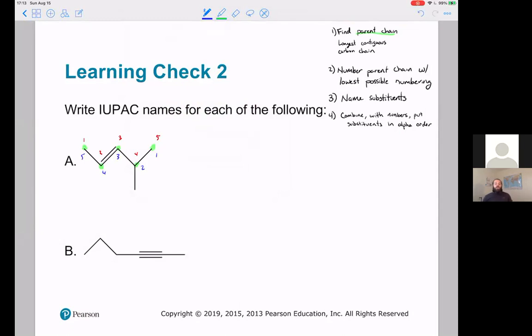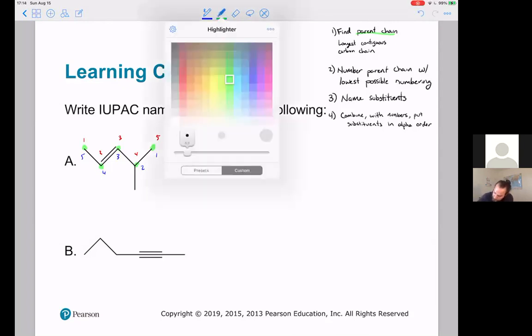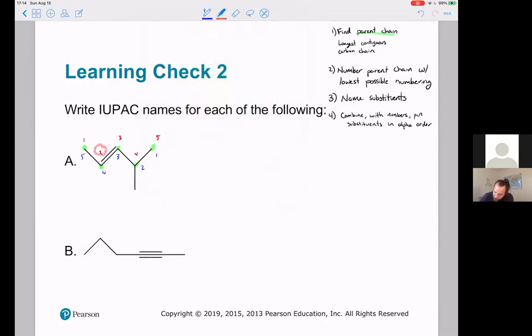Okay, so which one of these 2 numbering schemes do we choose? Okay, so this is where it gets a little bit different for alkenes and alkynes as opposed to alkanes. We're going to prioritize making sure that that double bond or that triple bond has the lowest number. We're actually going to ignore all the other substituents when we're looking at the numbering scheme and focus just on that double bond. Which of these numbering schemes gives that double bond the lowest number? And in this case, it's going to be the red one here.